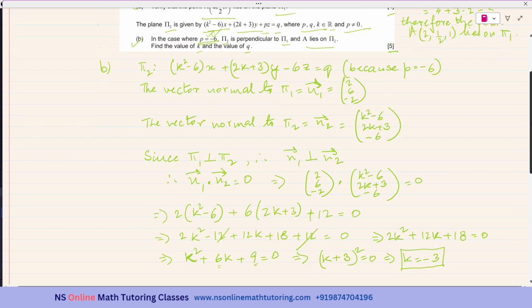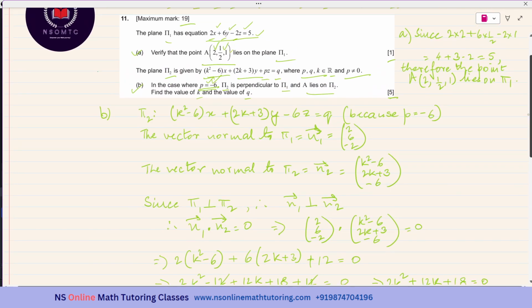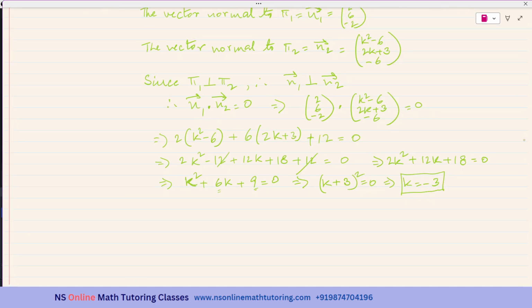Okay. And now we have to get the value of q as well. And we are given that E lies on pi2, and the coordinates of the point E are 2, half and 1. So, E, 2, half and 1 lies on pi2.